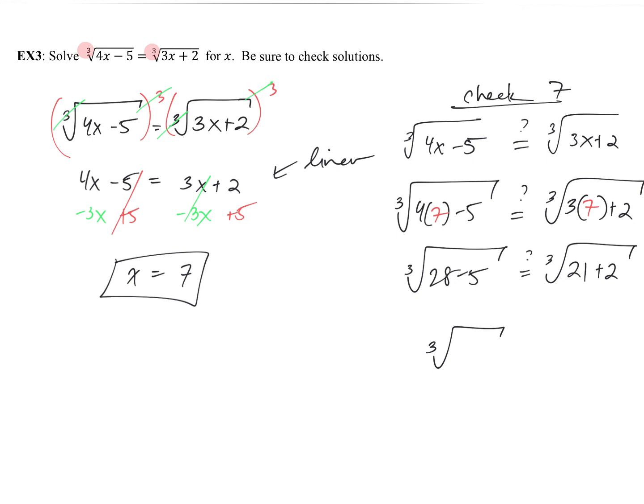So the cube root of 28 minus 5 is going to be 23. Is that equal to the cube root of 23? Well, the cube root of 23 is equal to the cube root of 23. Even though we don't actually know what the cube roots are, we know they're going to get the same answer. So, yes, this checks out. And x equals 7 is our solution.